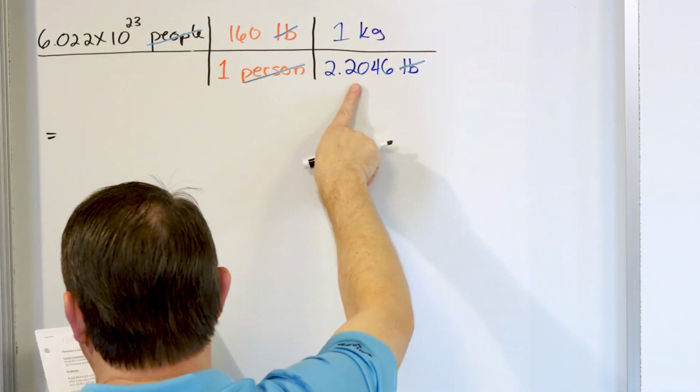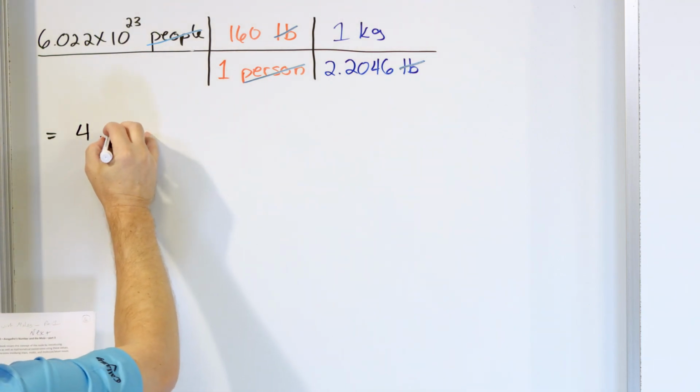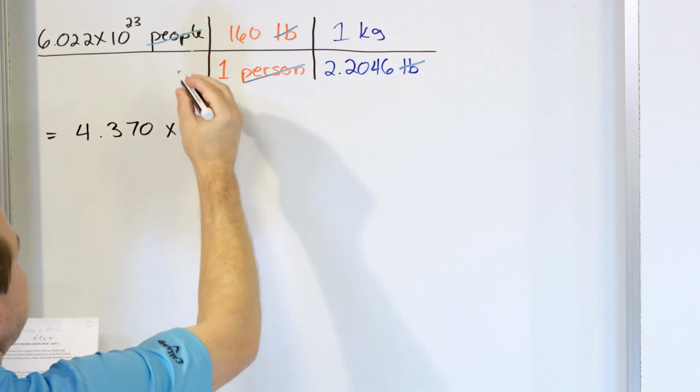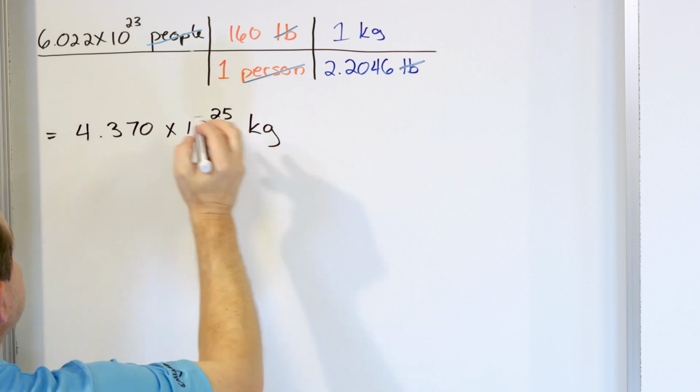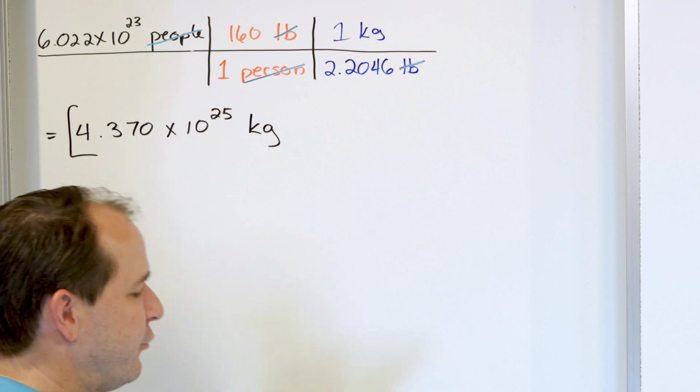So multiply and then divide, and what you're going to get is 4.370 times 10 to the 25, and the only unit left is kilograms. So this is actually the answer to part A of the problem. What is the mass in kilograms of that group of people?